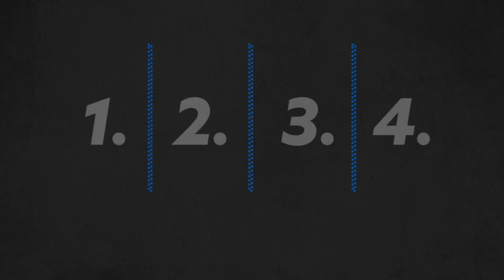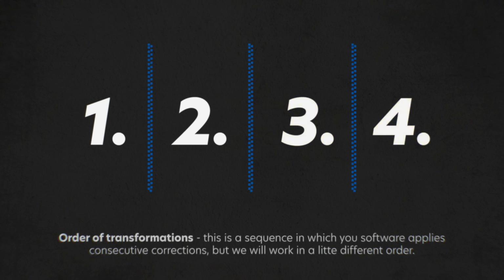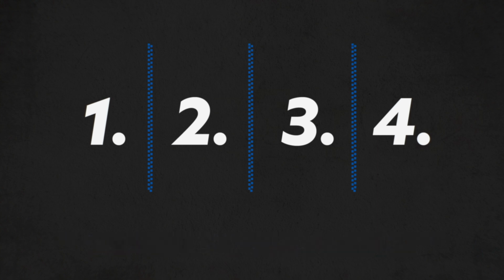We will split our corrections into 4 sections. Going left to right, we have our order of transformations. Things on the left happen before things on the right. If you work in software that uses layers instead of nodes, just change left to right for top to bottom or bottom to top. For now, we will skip the first and second sections and go straight to section number 3.